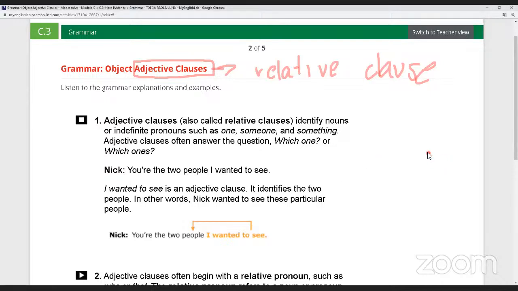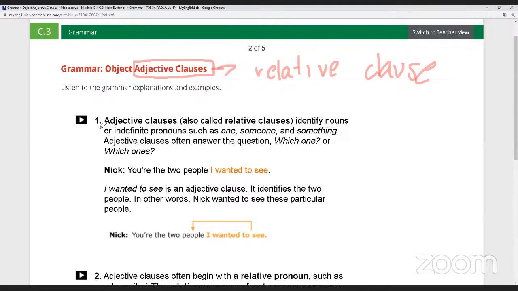Adjective clauses, also called relative clauses, identify nouns or indefinite pronouns, such as one, someone, and something. Adjective clauses often answer the question, which one or which ones. You're the two people I wanted to see. I wanted to see is an adjective clause. It identifies the two people. In other words, Nick wanted to see these particular people.